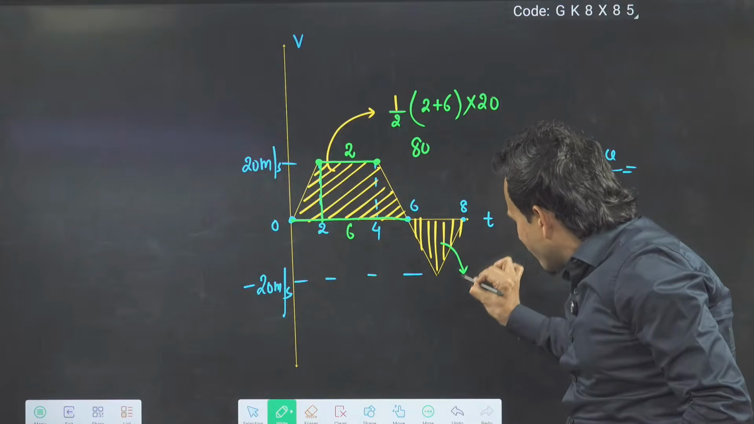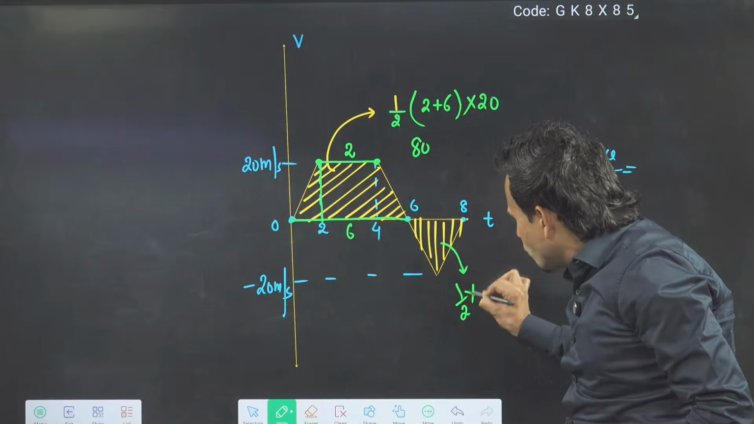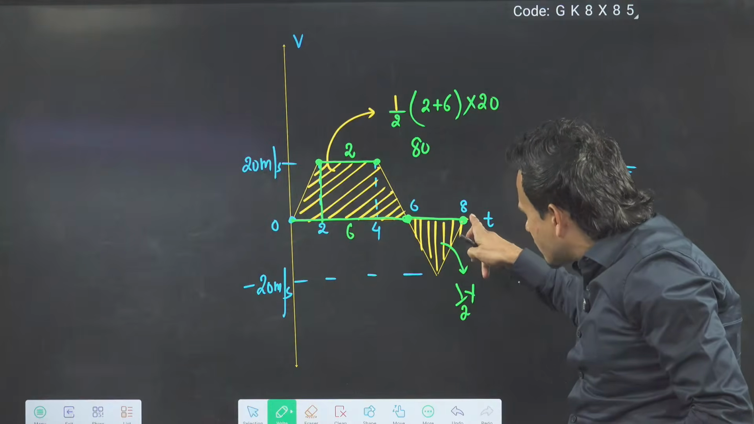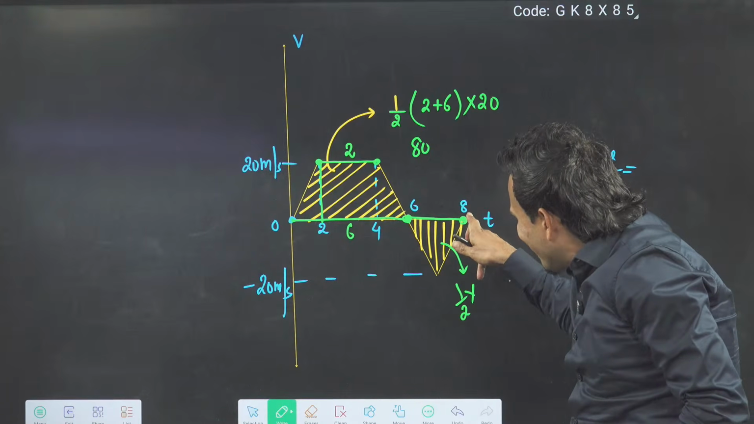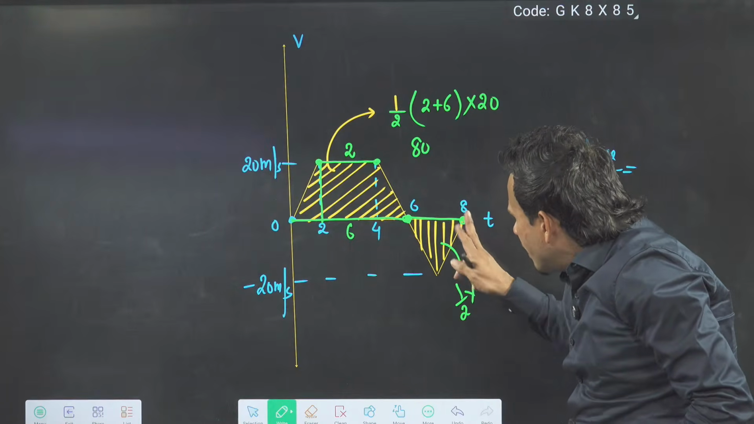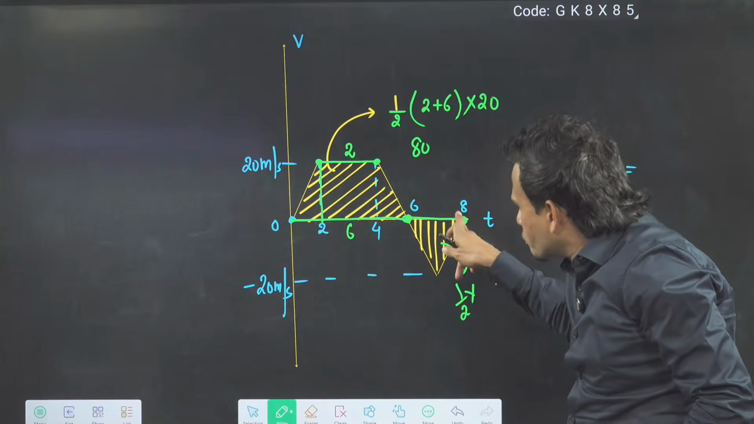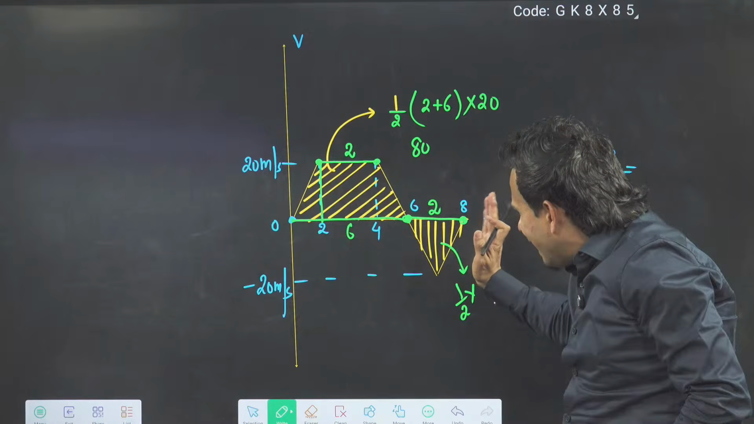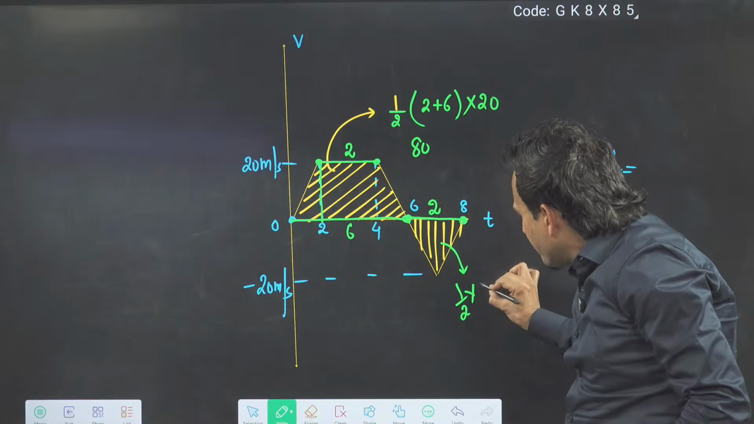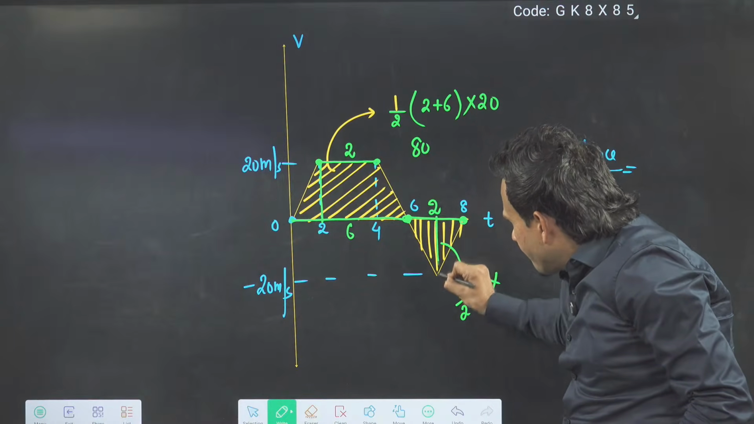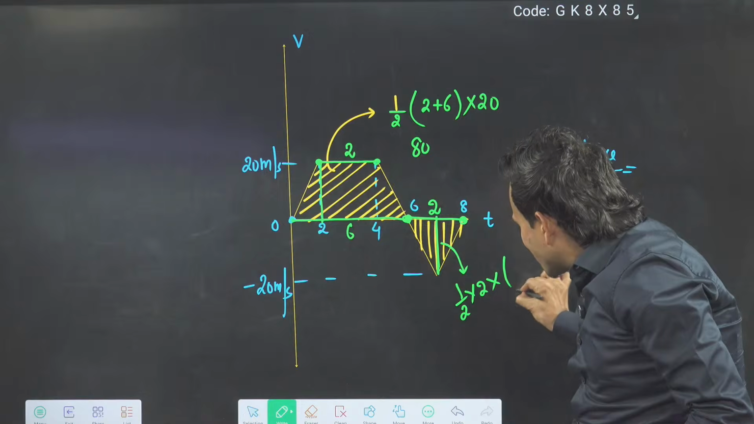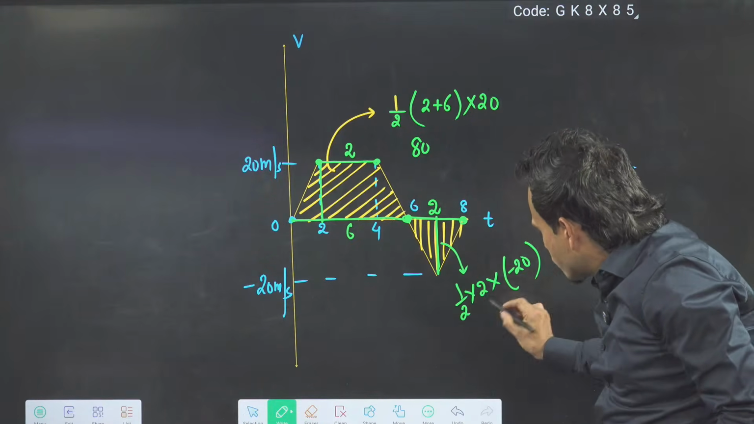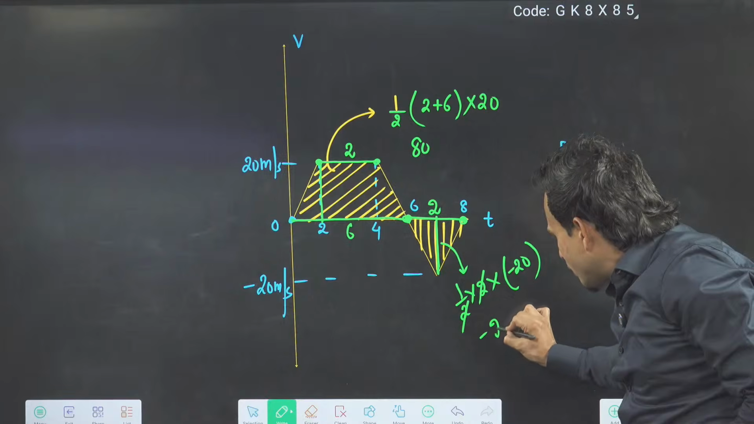Below area is a triangle, so half into base. Now its base is not 8. This is a very common mistake. Students see 8 here and write the base as 8. No, the base starts from 6 and goes to 8, so the base length is only 2, into height. Height is minus 20. That's why I said the area below the x-axis will come negative. You can check, so this will give you minus 20.